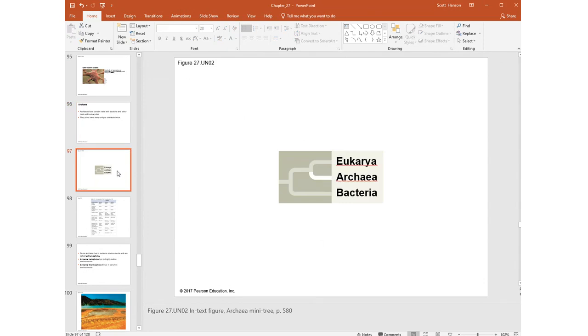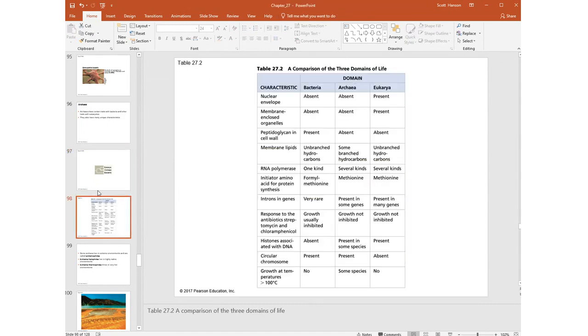Remember, here's the proposed phylogeny for the relationship between the three domains, eukarya, archaea, and bacteria. And so here are the different characteristics of the three domains. Whether or not they have a nuclear envelope, whether or not they have membrane-enclosed organelles, or peptidoglycan in the cell wall, etc. Whether or not they have a circular chromosome. And you can see that the membrane lipids are very different. Archaea are very different from the two other domains in terms of membrane lipids. The other domains have unbranched hydrocarbons as membrane lipids, but the archaea have some branched hydrocarbons in their membranes.